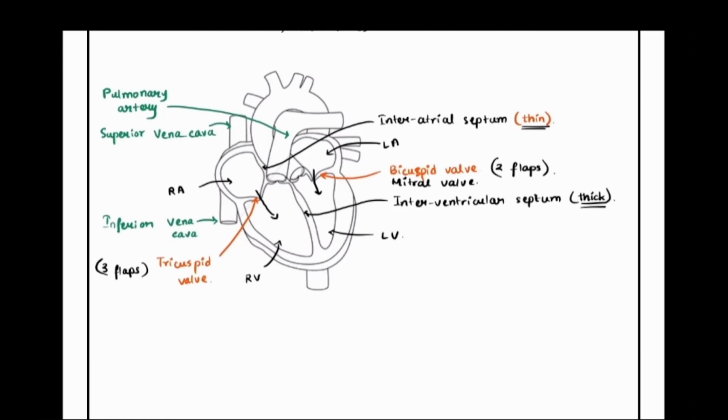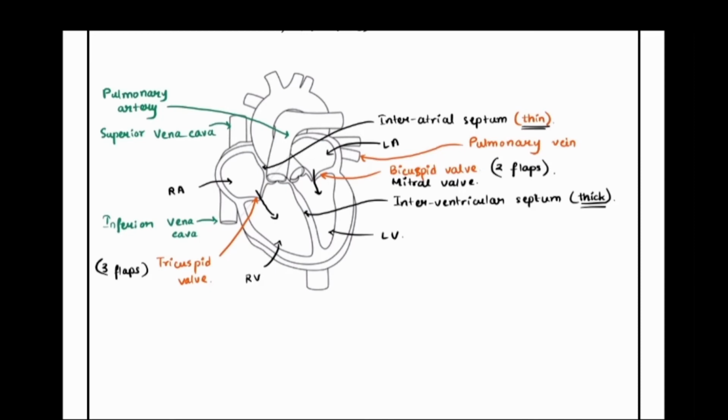Now, if we talk similarly about the left side of the heart, then oxygenated blood from the lungs comes to the left side of the heart, or the left atrium, through the opening which is called the pulmonary veins. So if I draw it over here, this is the pulmonary veins. So the blood is oxygenated in the lungs and it comes to the heart through the pulmonary veins.